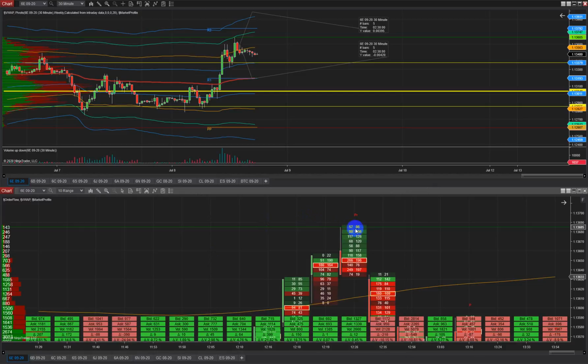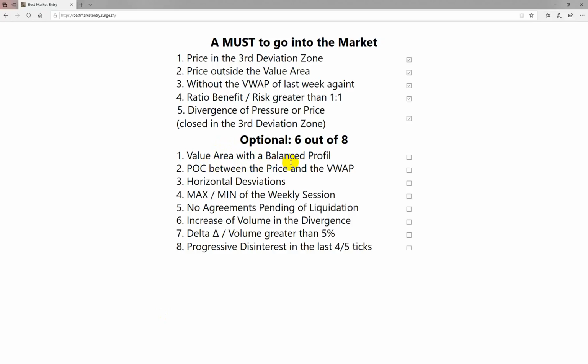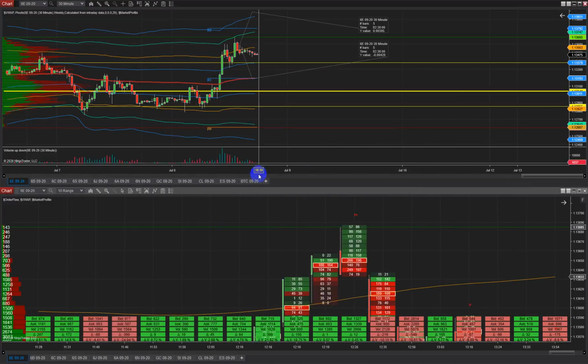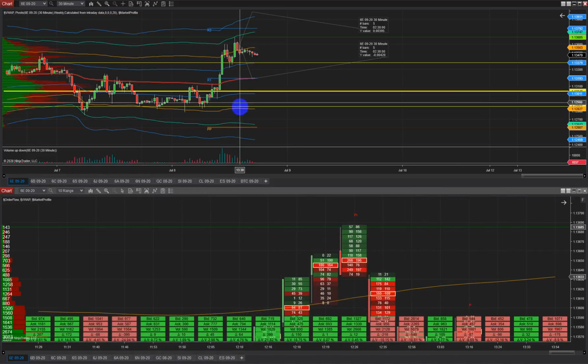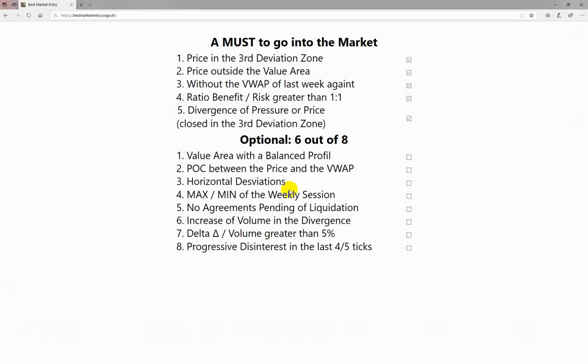So now we go and we see, okay, do we have a profile value area with a balanced profile? No. As we can see, it wasn't balanced at all. The poke is way down here. So we don't like that, we don't click it. And the poke is between the price and the VWAP? No, the VWAP is first. As we can see, the VWAP is first before the price, so that's not good either.